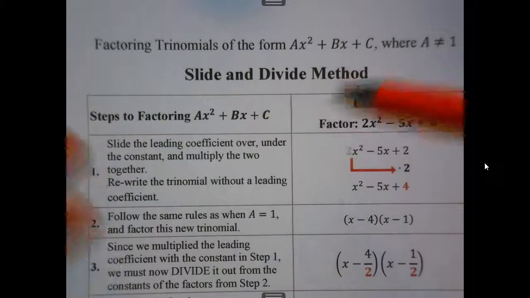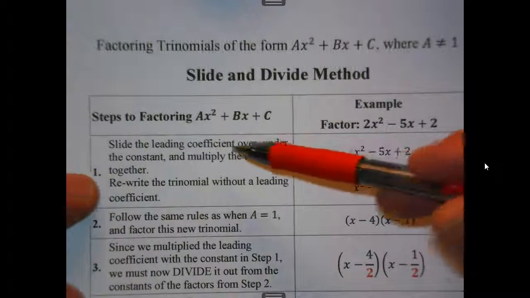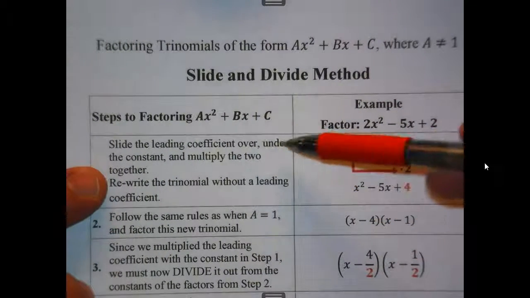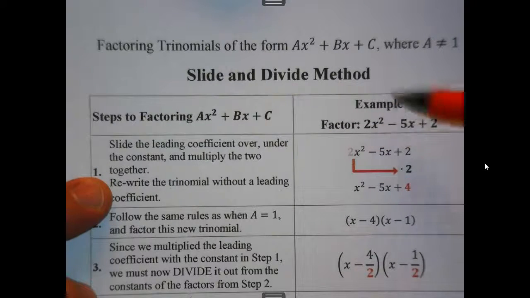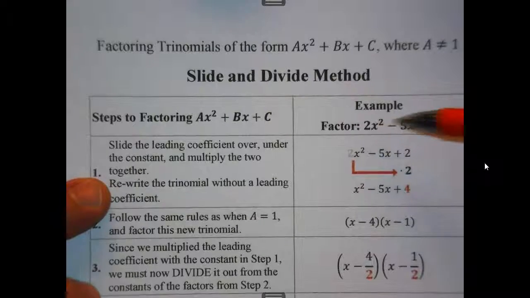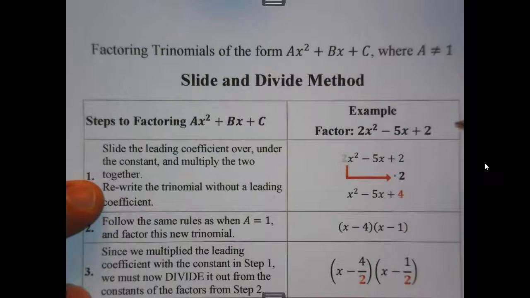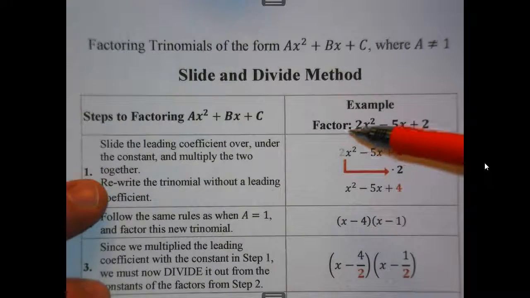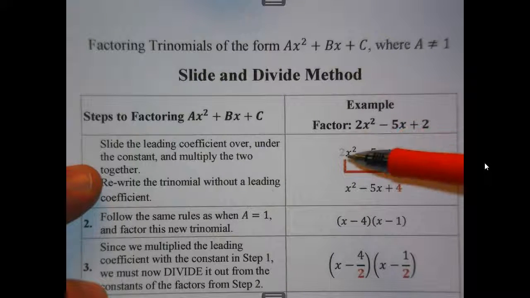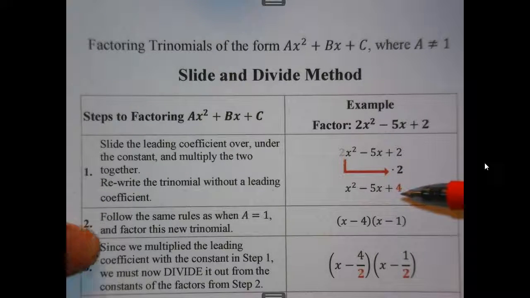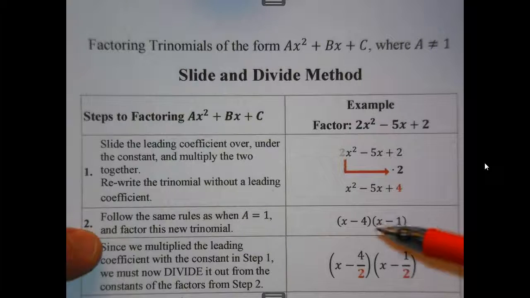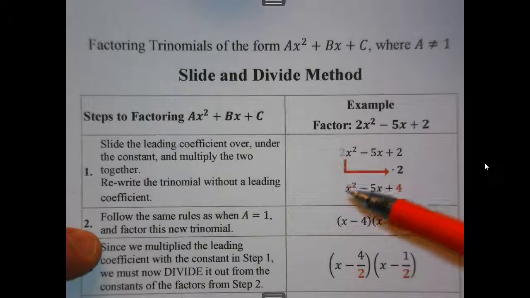It just gives you the steps right here. Slide the leading coefficient over and under the constant, multiply the two together. So, for example, 2x squared minus 5x plus 2, you slide, I guess they call it, the coefficient under the constant, and you multiply the two together. Then you can easily factor when a equals 1, because we've done many of those.